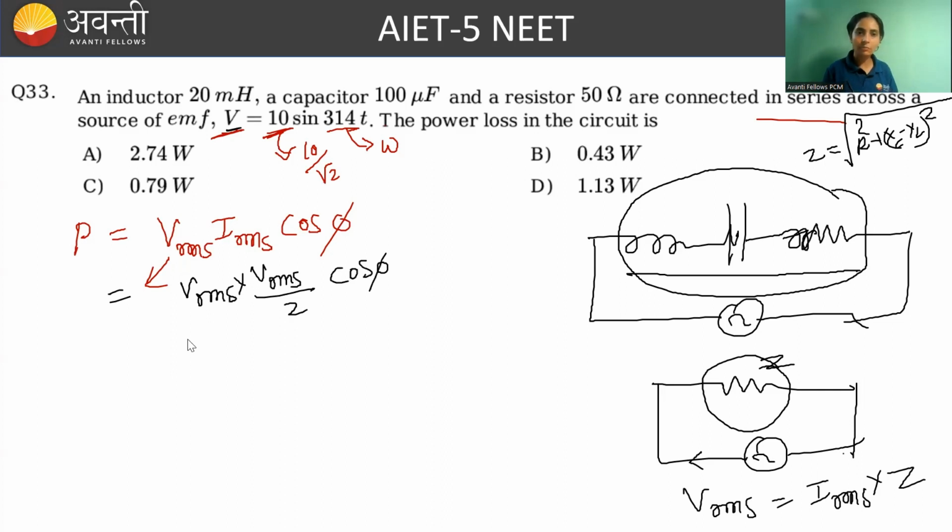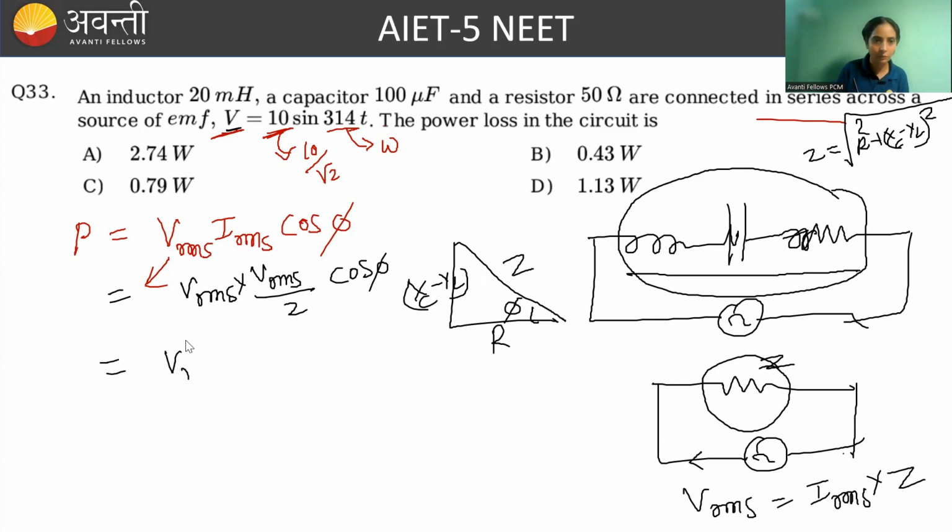Now, phi is also not given in the question, but we can calculate phi because we know how to do it. For that we need to draw the triangle. In the triangle, this is Z, this is R, this is XC minus XL, and this is your phi. So cos phi is equal to R by Z. Now write the values: VRMS square by Z into R by Z. So the answer will be VRMS, which is given in the question, over Z square, into R.